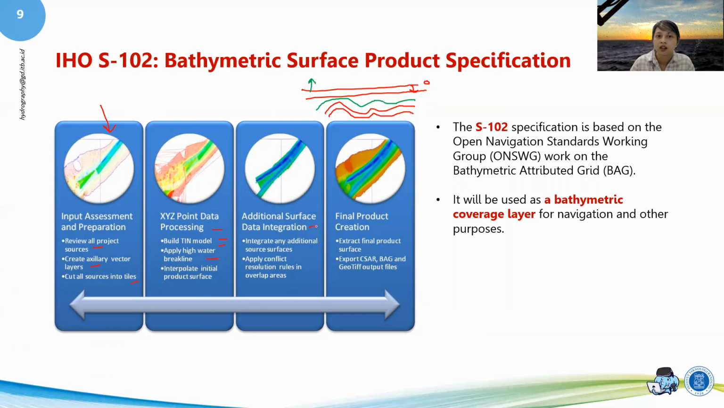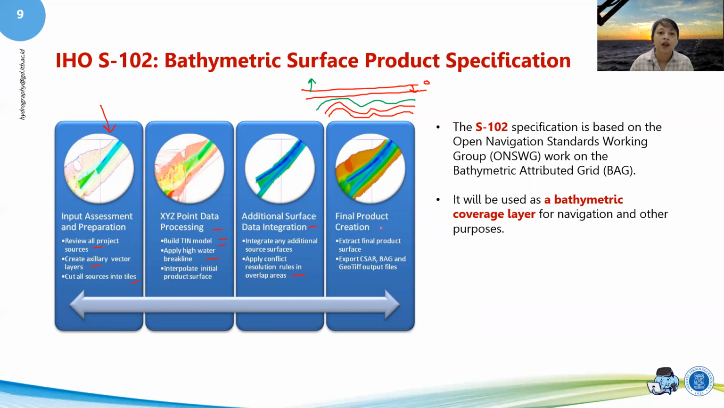And then there's an additional surface data integration. If you've got any other sources of data, you can integrate it. That's what we did in this practical already. And apply conflict resolution rules in overlap areas. So basically, if you've got an area that is overlapping and they've got different resolution, you know how to do the integration already. Actually, you can interpolate them into two different surfaces, but make sure that they are in the same cell size, and then you can integrate them just like that.